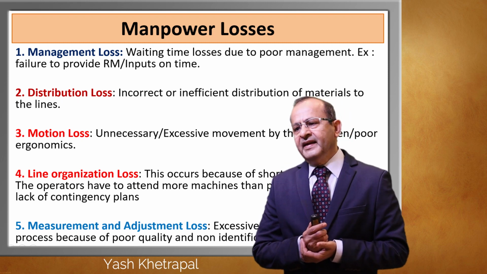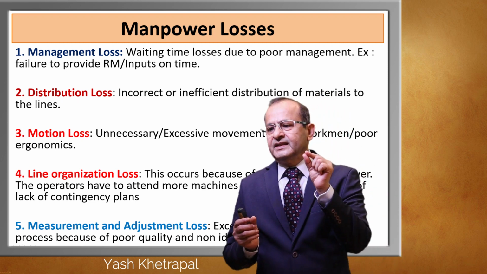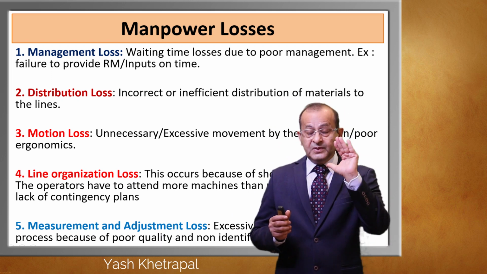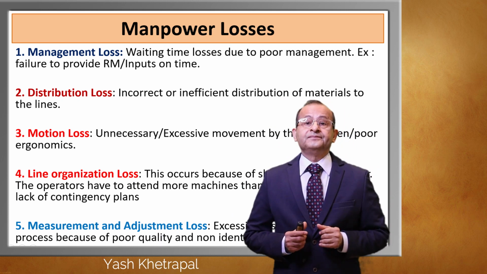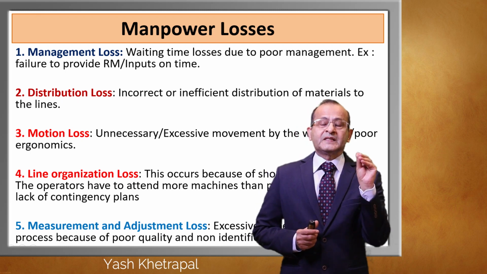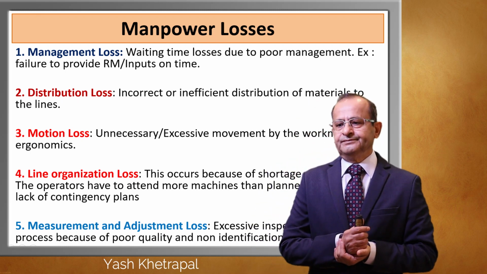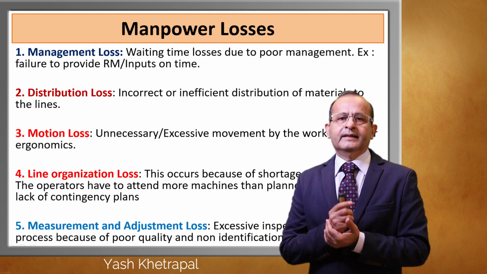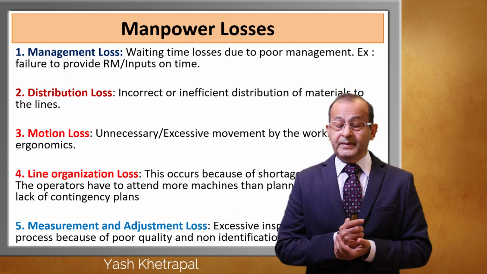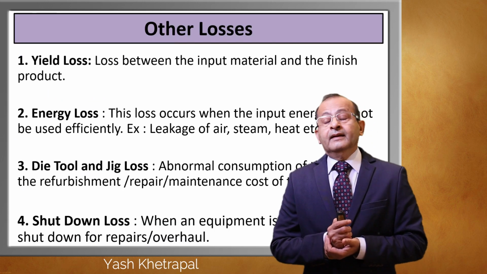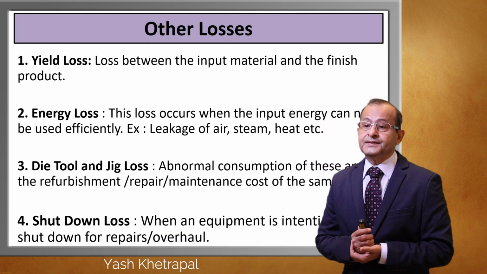Next, measurement and adjustment loss. What does it mean? Excessive inspection in the process. Why? Poor quality is forcing us to do it. Sometimes 100% inspection, sometimes 200% inspection. Okay. We have to put more manpower.